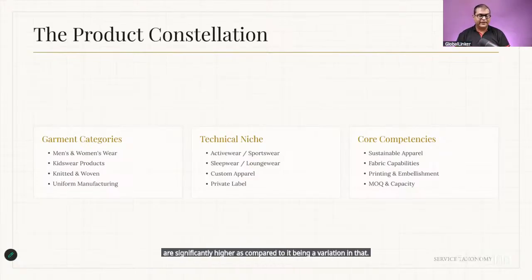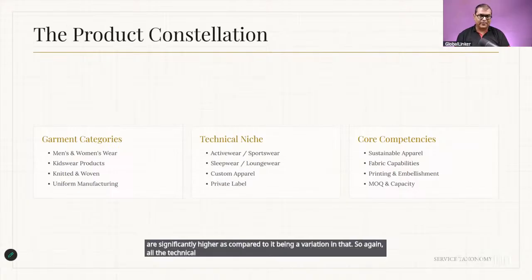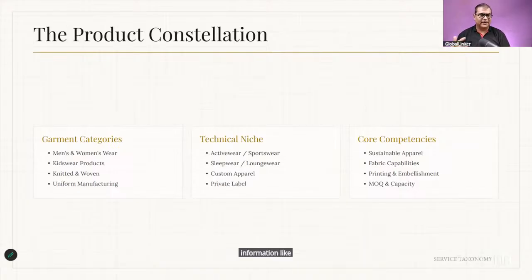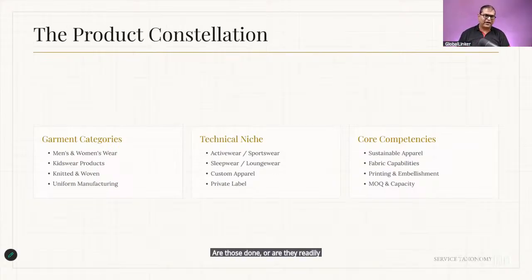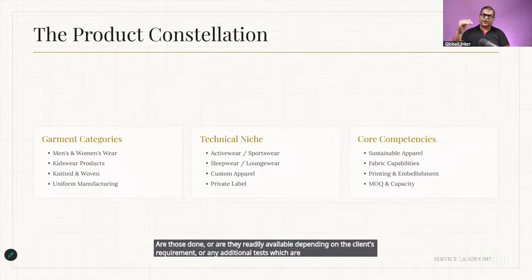So with all the technical information, like what is the moisture content, what is the admixture count, what is the average grain size, etc. Or for black pepper, you need medical tests for E. coli and Salmonella. Are those done, or are they readily available depending on the client's requirement, or any additional tests which are required related to that product? So you have to go to that level of detailing. I hope it clears the picture.